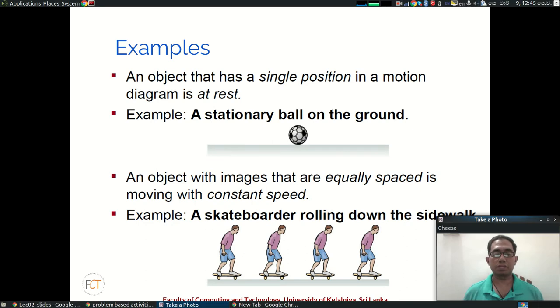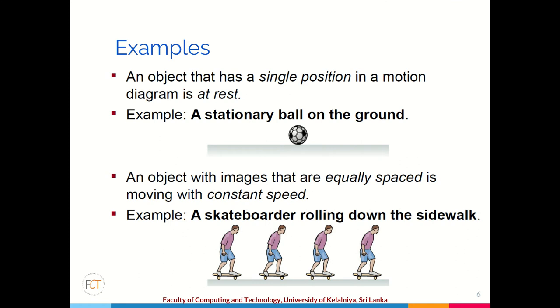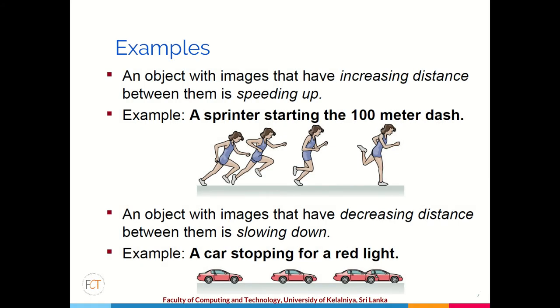Now these are some examples of motion diagrams, and if the position of an object does not change, every photo you take, the object will be at the same position. So if it is a ball, like in this example, it will stay at the same place, and if you stack all the photos on top of one another, you will have just one image of a ball. But if you have a person on a skateboard rolling down a sidewalk at a constant speed, then you have equally spaced images.